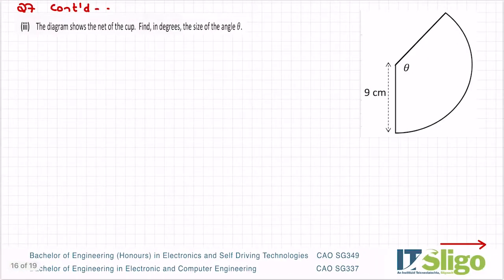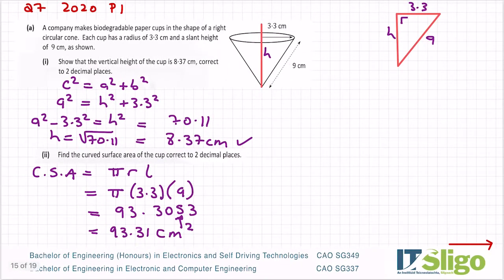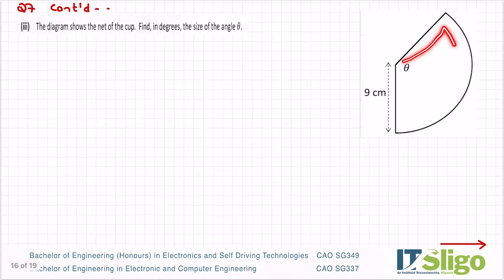Part 3, the diagram shows the net of a cup. So the net means you took this cone and basically you cut it open and you flattened it out, and that's the net of a cup. So in the cup, these two sides will be glued together. So that's the net of the cup. Find in degrees the size of the angle theta.